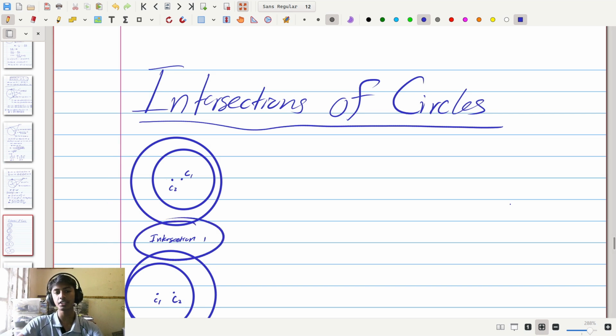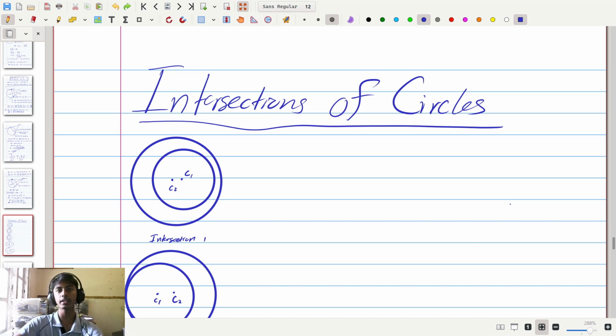The first intersection, intersection number 1, is the intersection where one circle is completely inside of the other circle. We can see that there is a line that we could draw in between these two circles, and the first circle, the smaller circle with radius r1, is completely inside of the circle of radius r2.